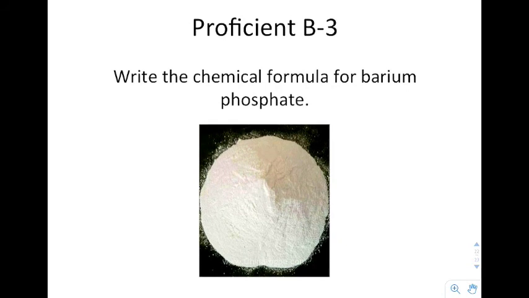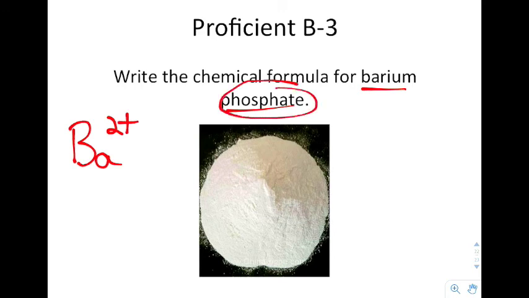Next, you have write the chemical formula for barium phosphate. Well, I look at my periodic table and I find that barium is Ba. It has a charge of 2 plus because it's in group 2. And then I look at my polyatomic ion sheet and I find phosphate. Phosphate is PO4, but has a charge of -3. These are not balanced. Because they're not balanced, I crisscross.